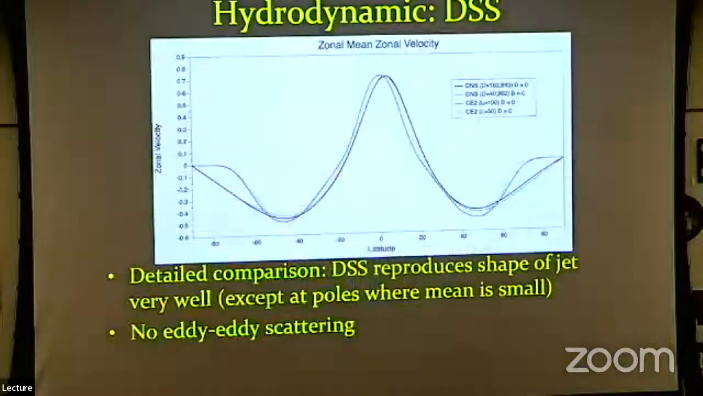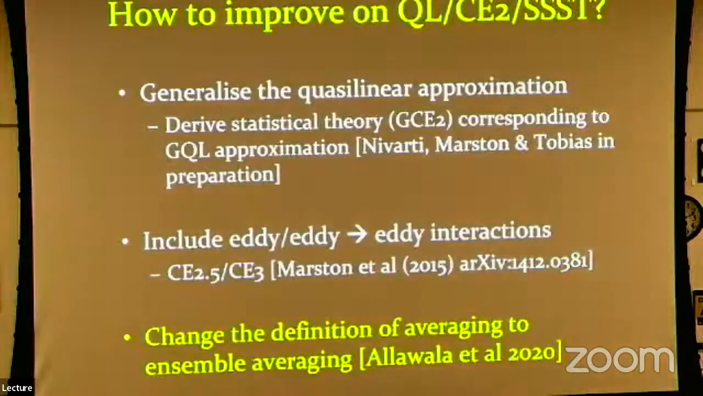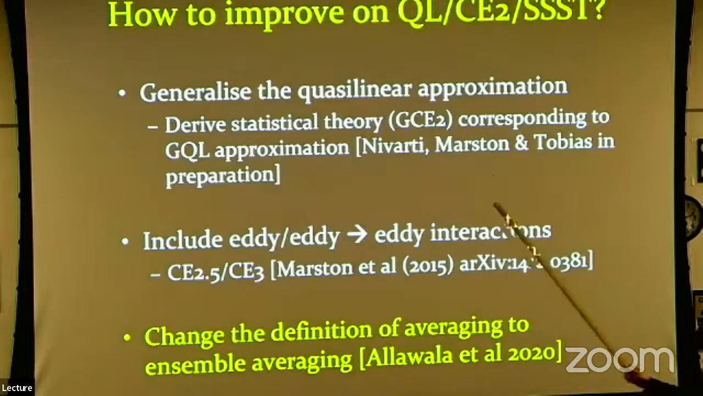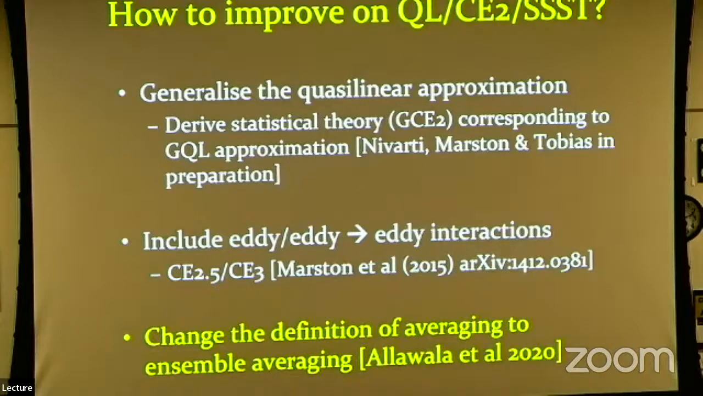So I have about 10 minutes left, so let me just do a kind of smorgasbord of results. How could you improve on this? This is pretty good, but how could you improve on it? Well, we could try and generalize the quasi-linear approximation, which would be a good thing to do, and we have done it. We did the generalized quasi-linear approximation. And as I said at the end, the reason we wanted it to remain linear in the high modes was that we could then try and derive a statistical theory corresponding to GQL. And we've just done that. And Brad and I are meant to be reading the paper at the moment. Brad had COVID, I'm lazy, so we haven't done that.